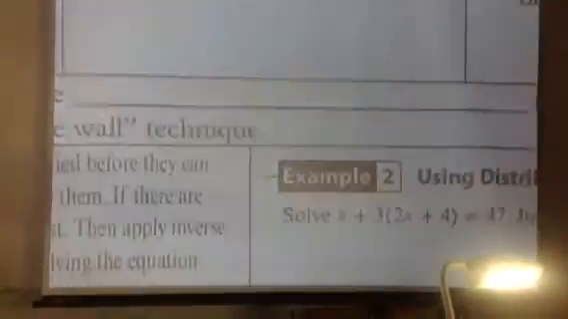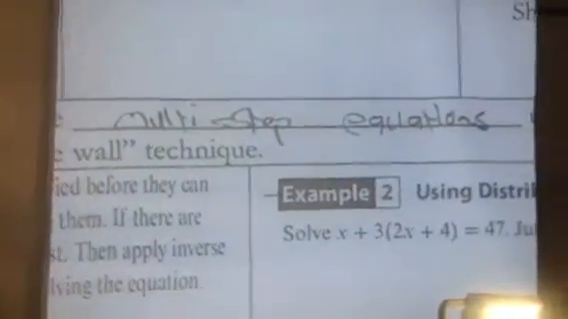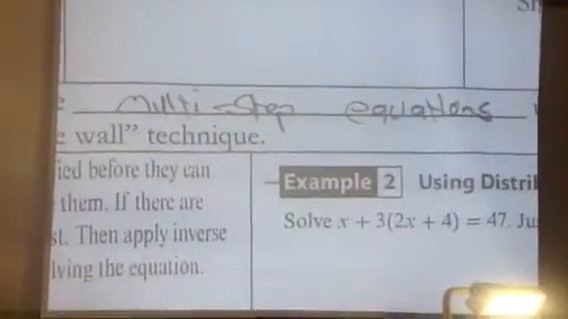We are on lesson 26. Our objective says I will be able to solve multi-step equations. Multi-step equations using inverse operations, the order of operations, and the wall technique.